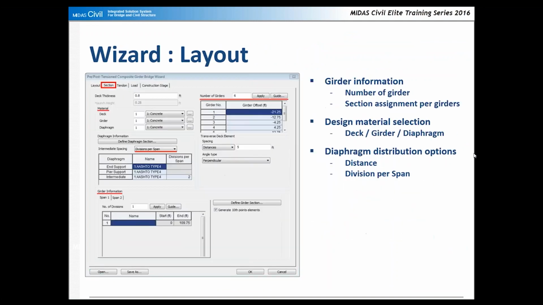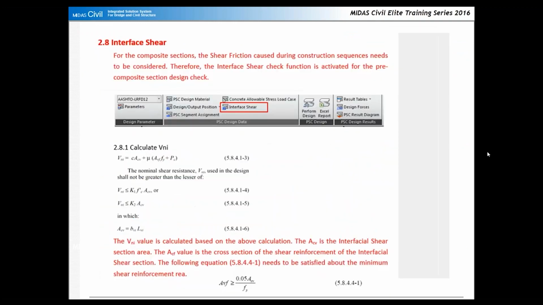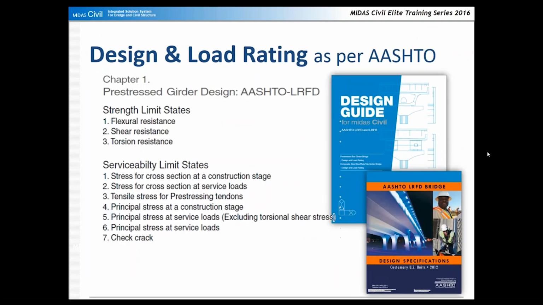Yep, coming back to the design. Okay. So we already had the design and rating as per AASHTO for the concrete beam, right? However, what we additionally added is the design and rating check for the composite prestressed girders. So we have the same thing about the strength limit state and the serviceability limit state and the rating.